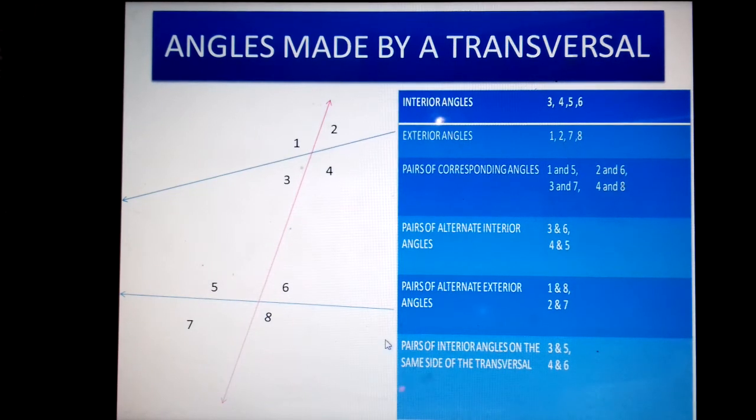I hope it's clear. So this is one understanding we have to make regarding the angles made by a transversal. We have interior angles, exterior angles, corresponding angles, alternate interior angles, alternate exterior angles, and interior angles on the same side of the transversal. This is important for us for the remaining part of this chapter. Okay, next slide.